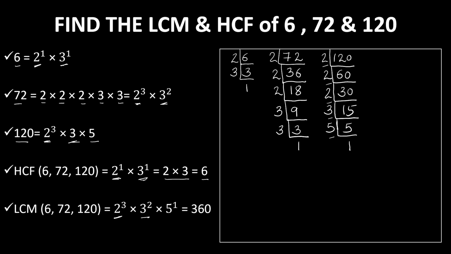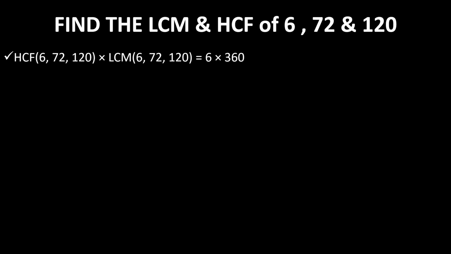Now, for 5, it is 1, right? 5 is occurring only once in all the three numbers. So, 5 is having its highest power as 1. Therefore, we will be writing 2 raised to 3 into 3 raised to 2 into 5 raised to 1, which would be 360. So, we got that the highest common factor of these three numbers is 6 and the lowest common multiple is 360. So, here we observe that HCF of these three numbers 6, 72 and 120 into LCM of these three numbers 6, 72 and 120 is equal to HCF is 6 and LCM we got as 360.